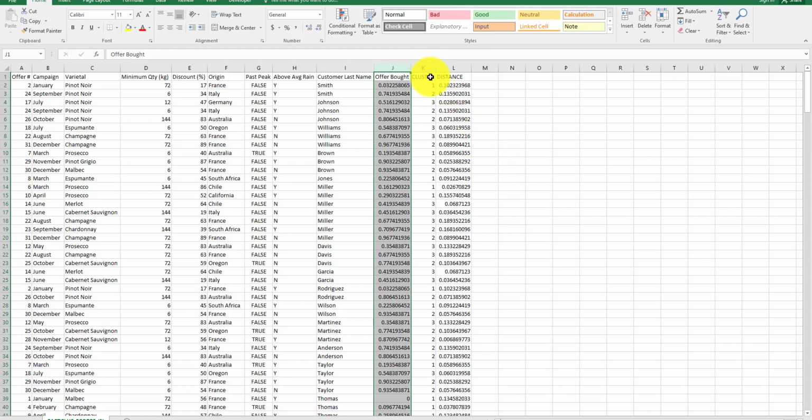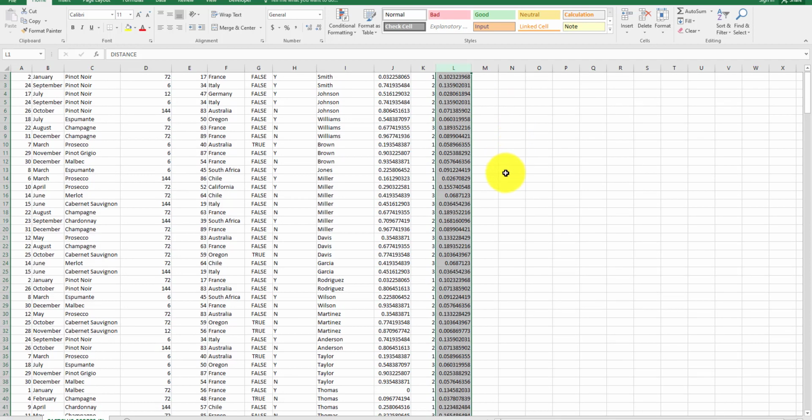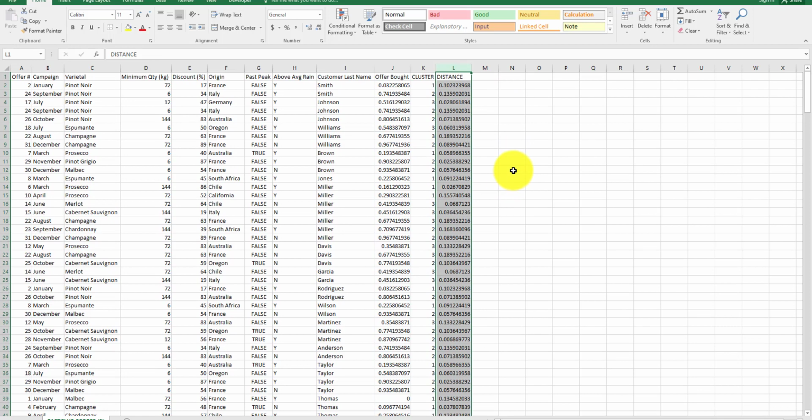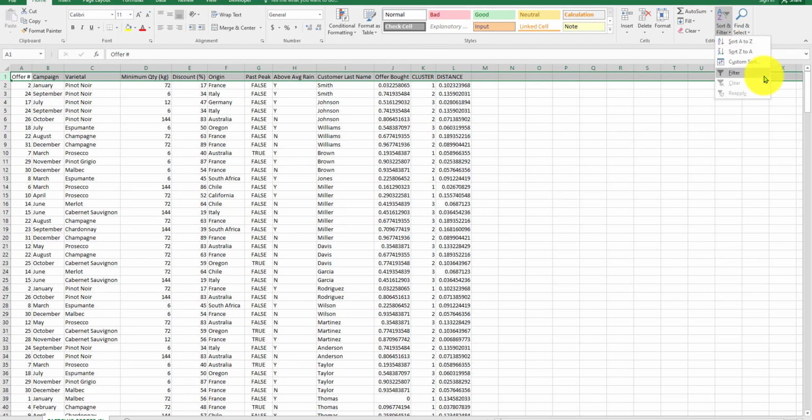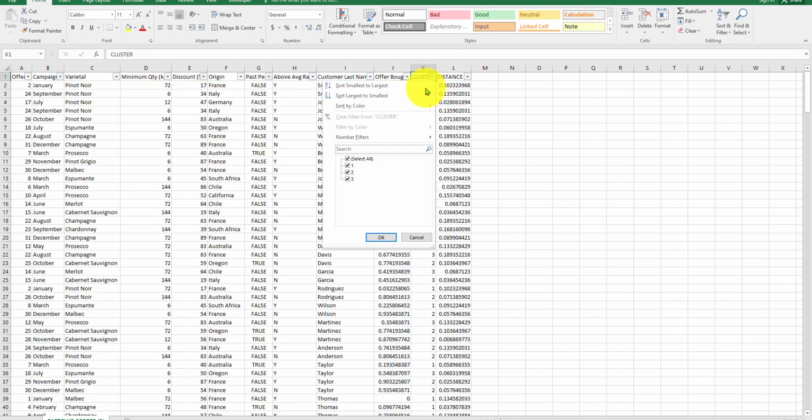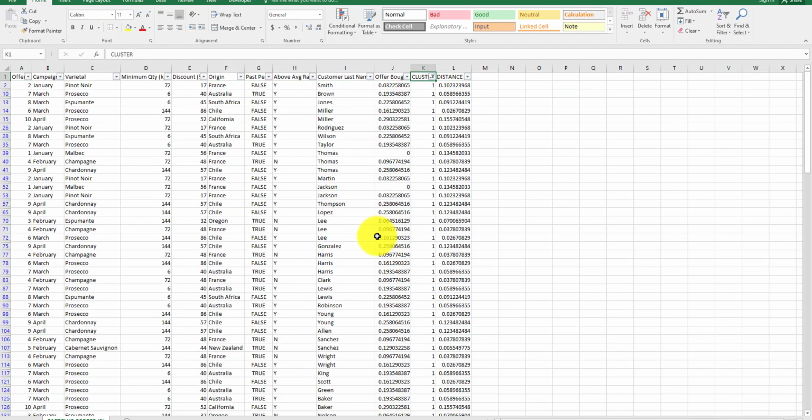And what we need to look at here is the clusters that they were assigned and the distance that they have. So let's just look at this for a minute. We're going to look at cluster 1. Now we've got cluster 1, and these are all the individual customers.